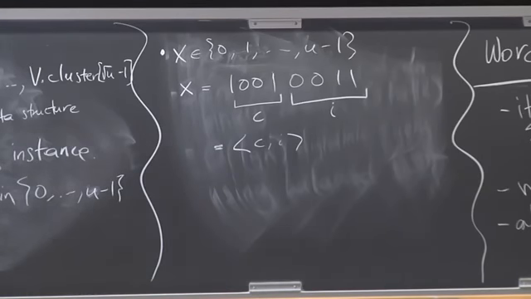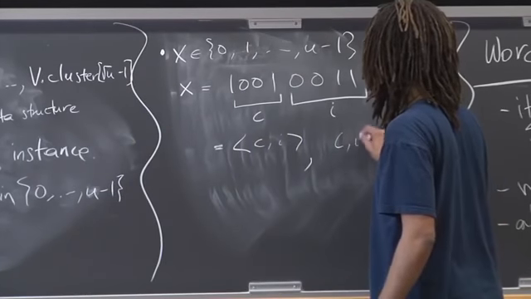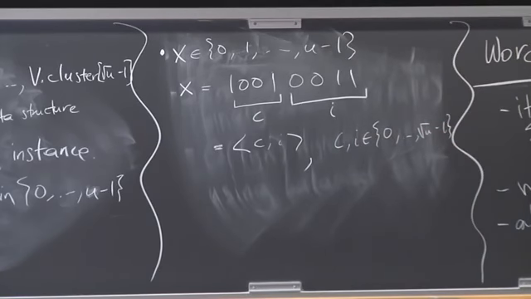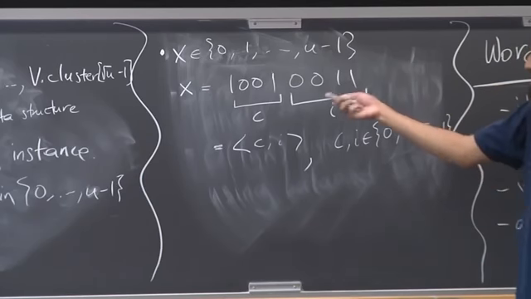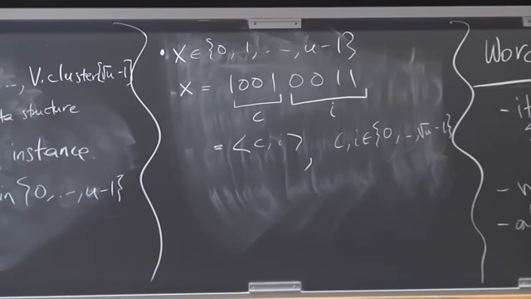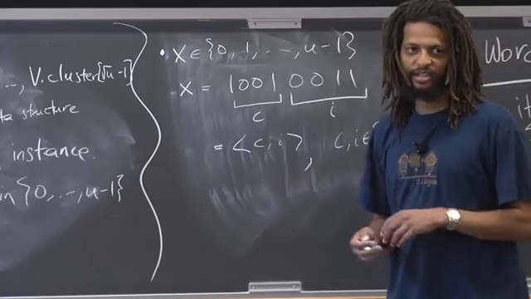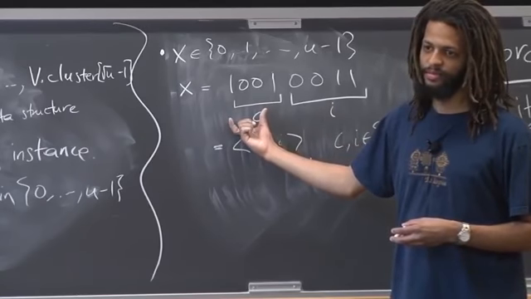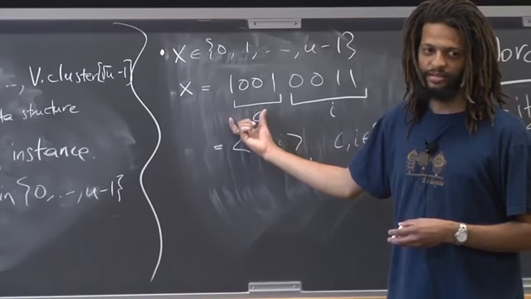And notice that these numbers c and i are in the range from 0 up to root U minus 1. Right? So we're basically writing x in base root U. And the idea behind Van Emde Boas trees is that if x lives in the data structure, then we will store the number i in the cth cluster, in this picture.